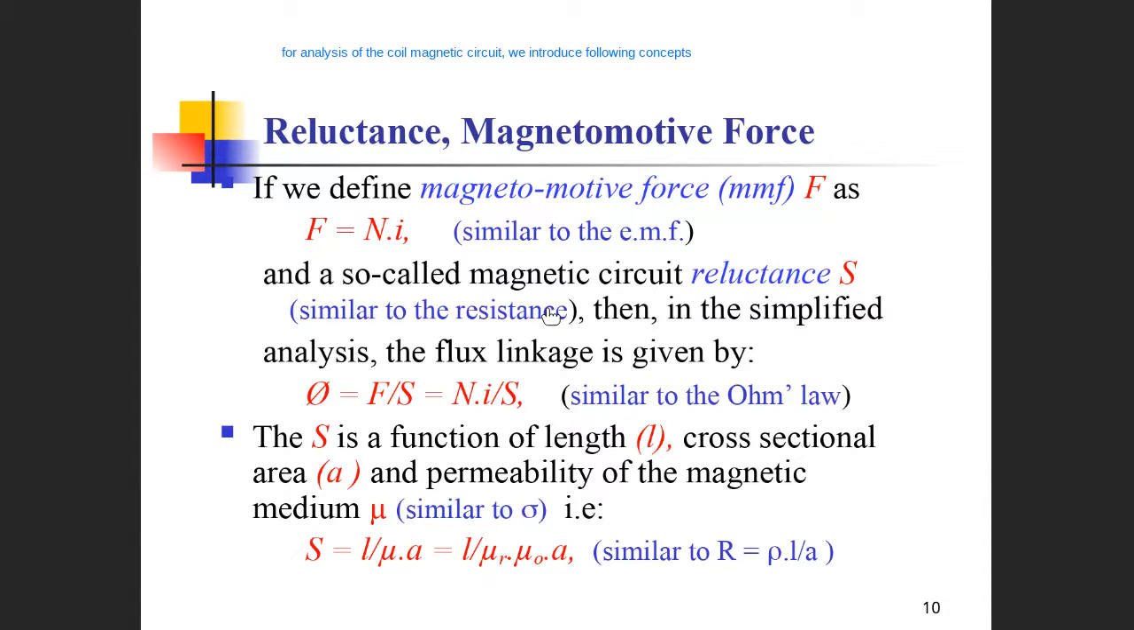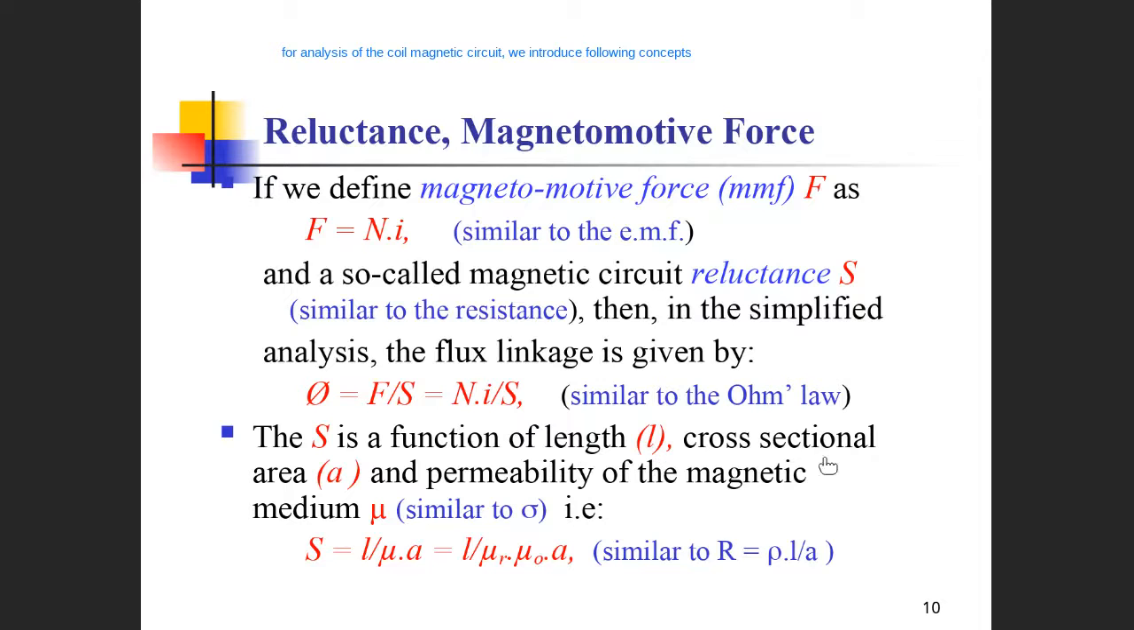Just like a river, the wider the river, the easier the water flows through it. So we have cross-sectional areas. Now, the second factor is that the longer the coils, the more difficult it is for the magnetic flux to go through the coils. So if the coil's length is very long, the route is long, and the flux finds it difficult to go through these coils.